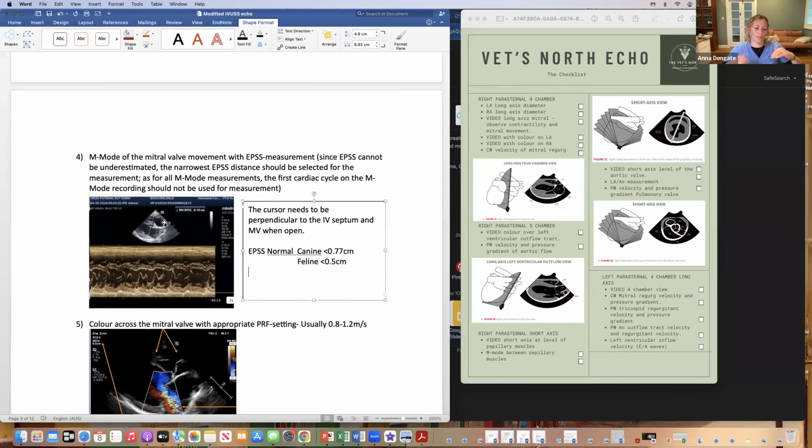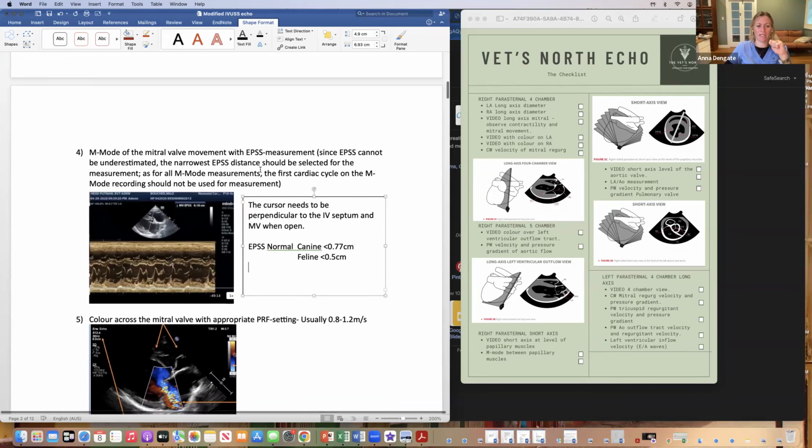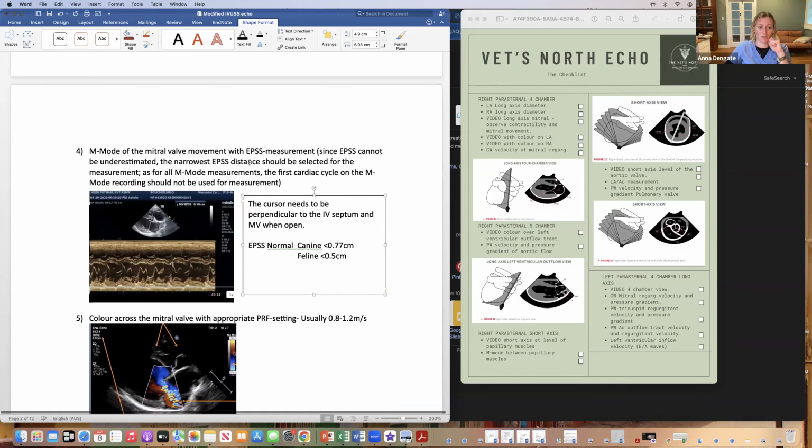Okay, so for this measurement, essentially you can't artificially get it too close, basically. So just take the measurement at the narrowest point. As Jane said here, it can't be underestimated. The narrowest EPSS distance should be selected for measurement. And just don't use that first cardiac cycle for any of your M mode measurements.